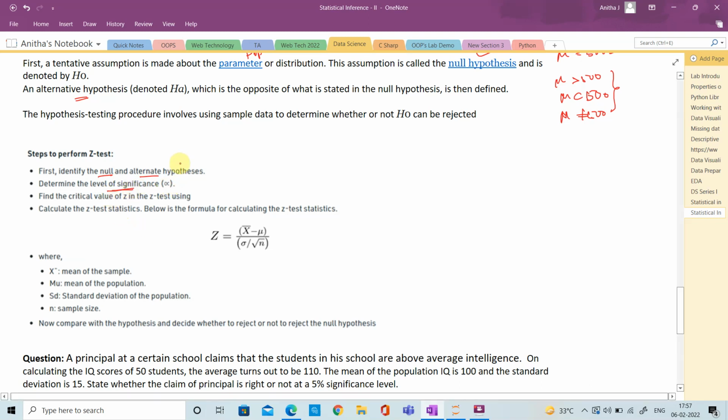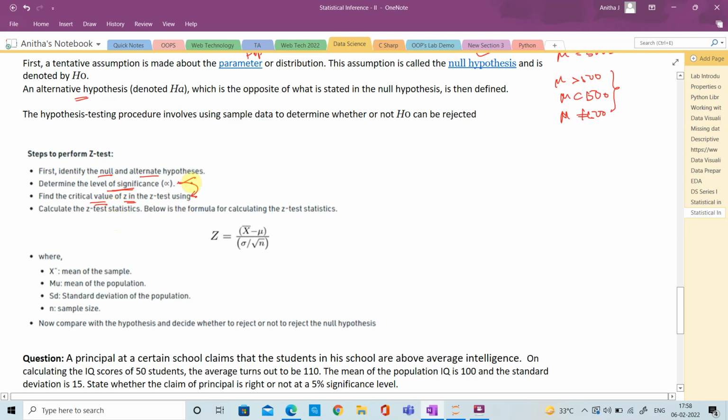Same thing, I am having my hypothesis about the sample. I need to prove that it is possible for my population. So how much can I accept it? How much percentage of what I am telling for my sample can be accepted for the population? That level of significance you need to define. And then you need to define the Z value. Based on this level of significance, you define the Z value, which is called the critical value.